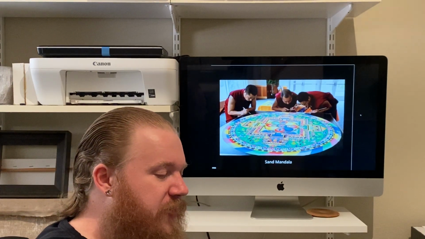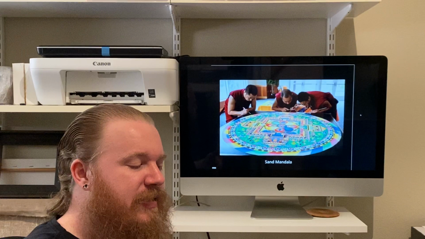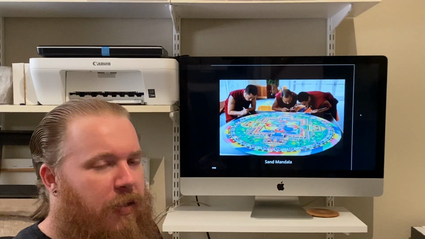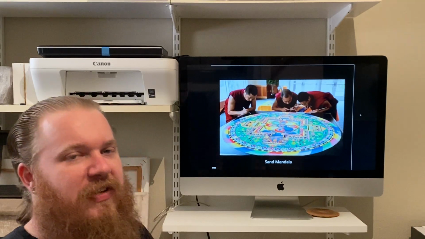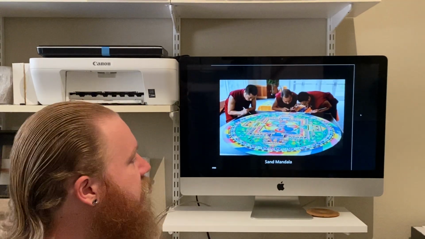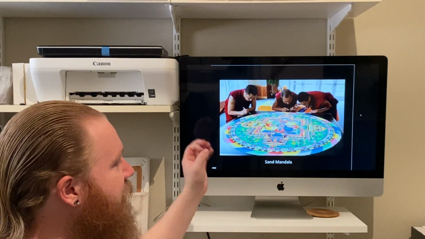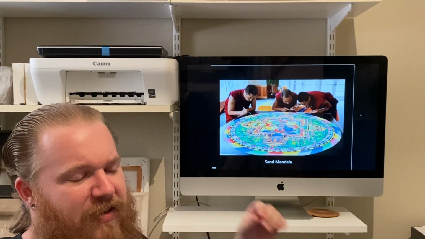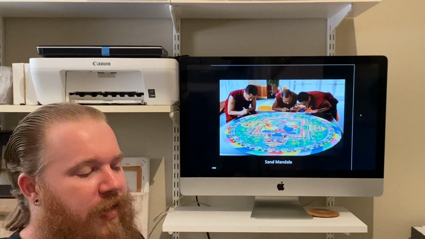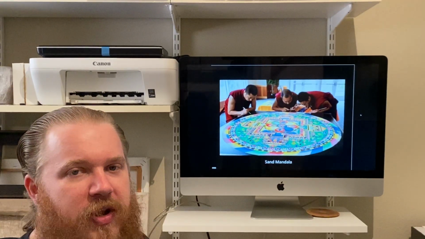And the reason for this is to not create attachment to the actual object. Once again, a big portion of Buddhism and achieving enlightenment is foregoing attachments. So I find it interesting that these are done. They're very painstaking, very meticulous. It can take upwards of a week or two to create one, and then they're just destroyed immediately.